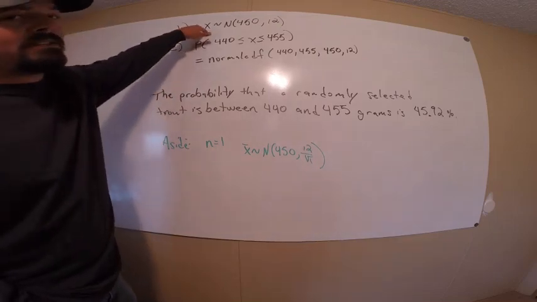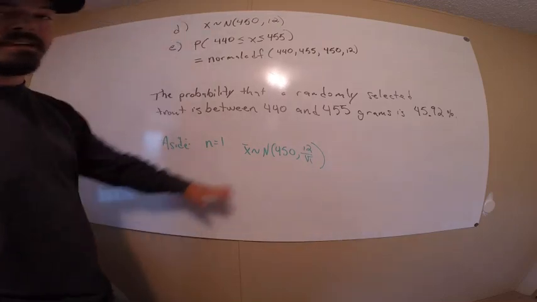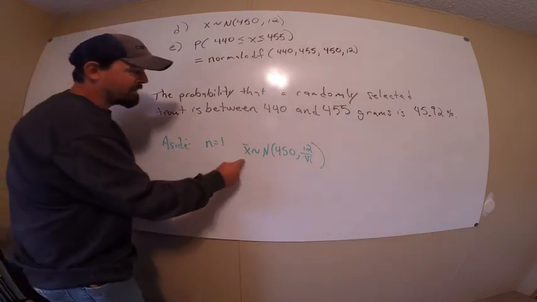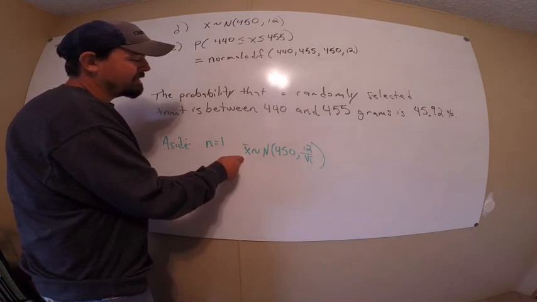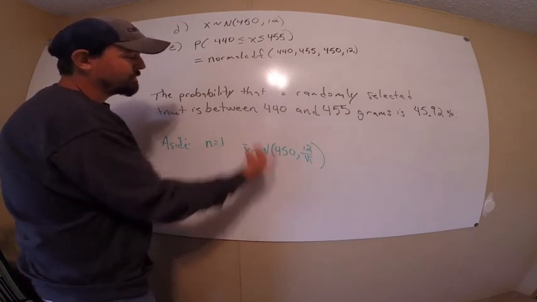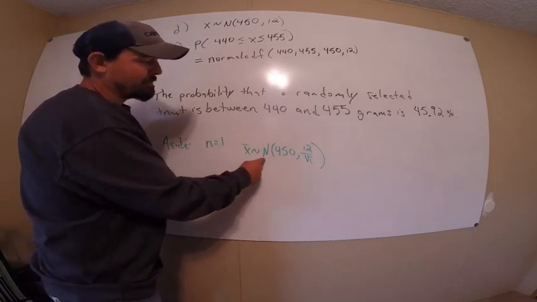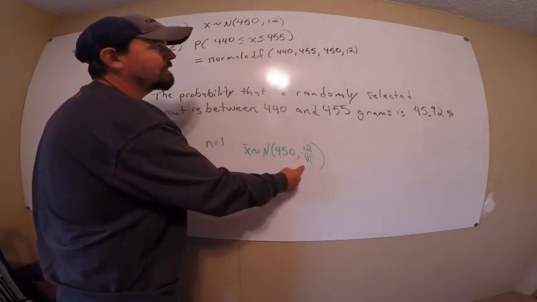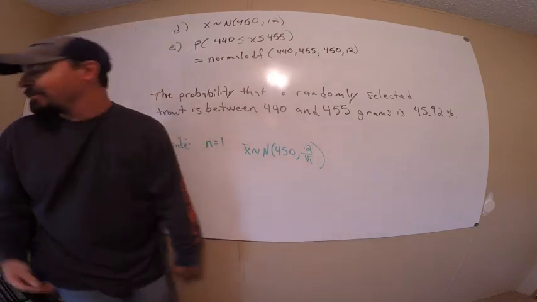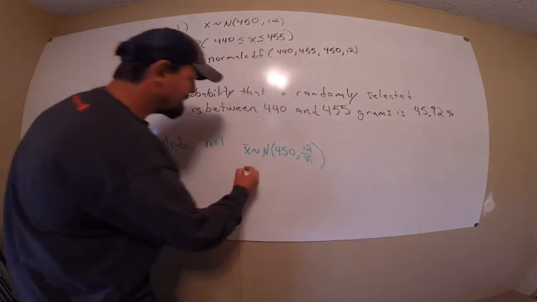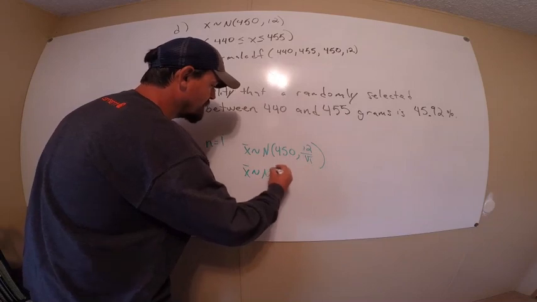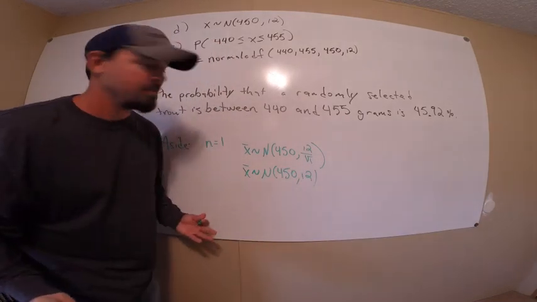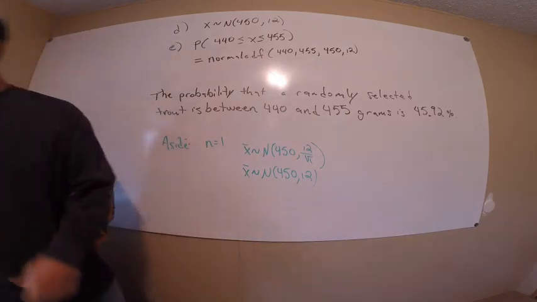Little aside, if I had decided that I wanted to do that X bar distribution instead of the standard X distribution, because we only chose one, it'll wind up being the same thing. Don't feel like you're going to make a mistake there. If I had said I need to choose the distribution of X bar for this single trout, X bar is approximately normal, 450, 12 divided by the square root of n. Here n was 1, and the square root of 1 is 1, so it would simplify to X bar is approximately normal, 450, 12. You would have gotten the same thing, so don't worry about it. It's not a big deal.